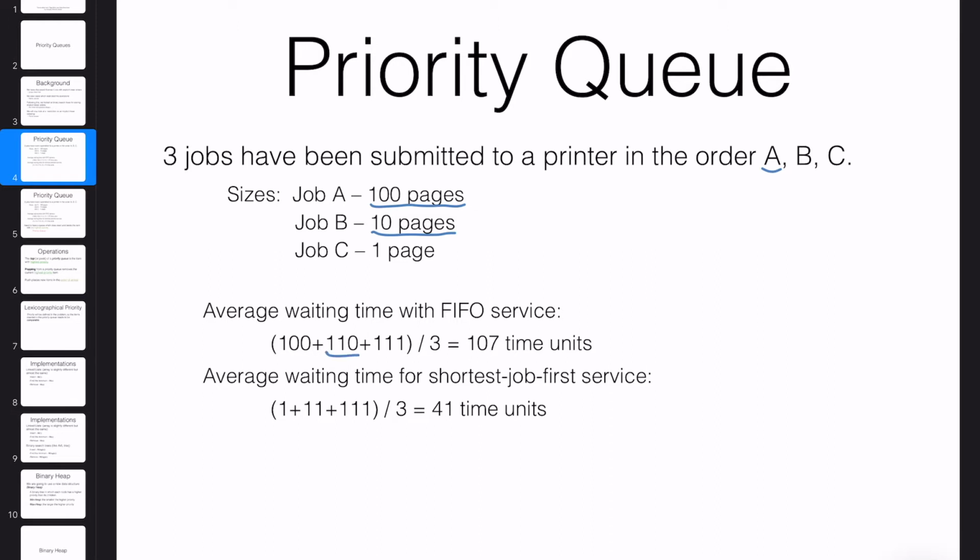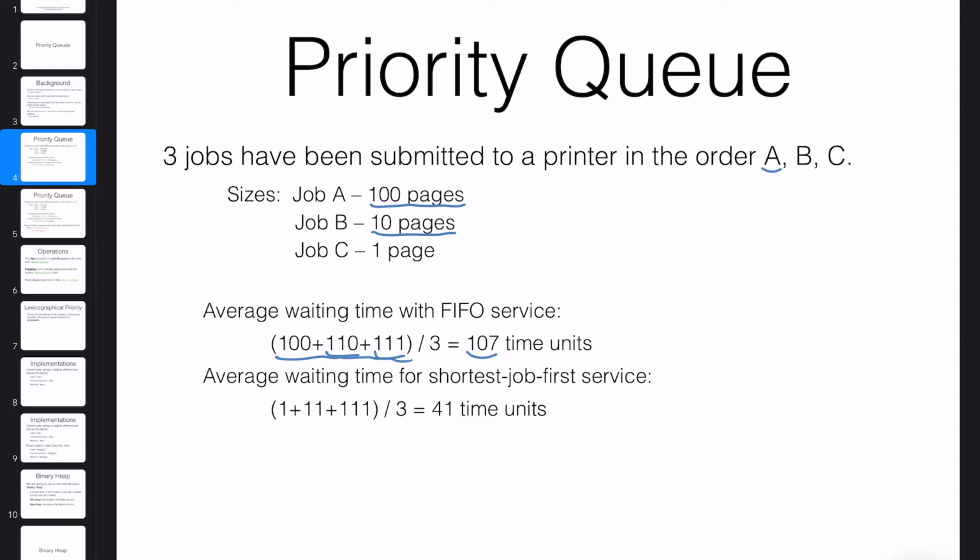Then after you are done with job A and B, you can do job C, which has only 1 page. So you have to wait for job A and B to be done, which is 110 units of time, then 1 more unit of time to finish printing job C. So the waiting time for job C is going to be 111. The average waiting time in this case is the average of these 3 numbers, which is going to be 107.